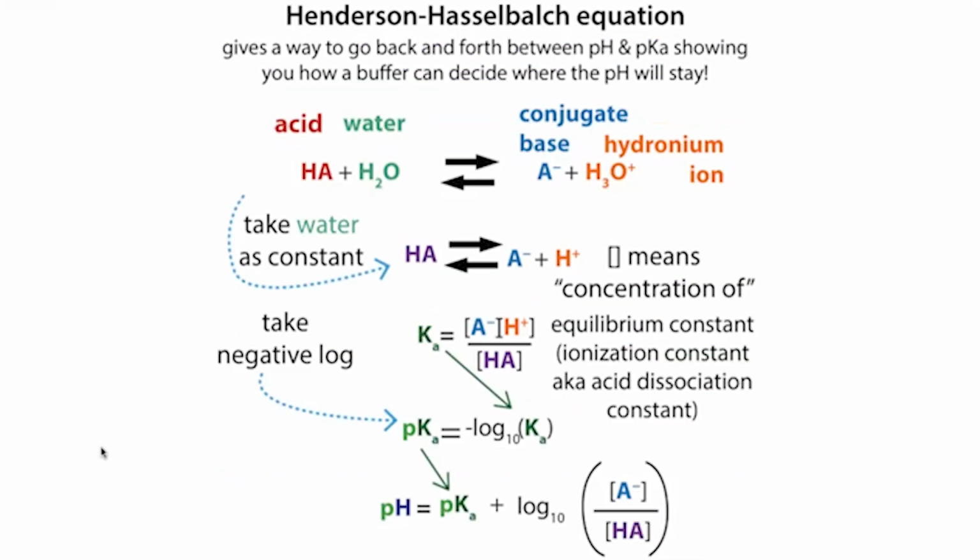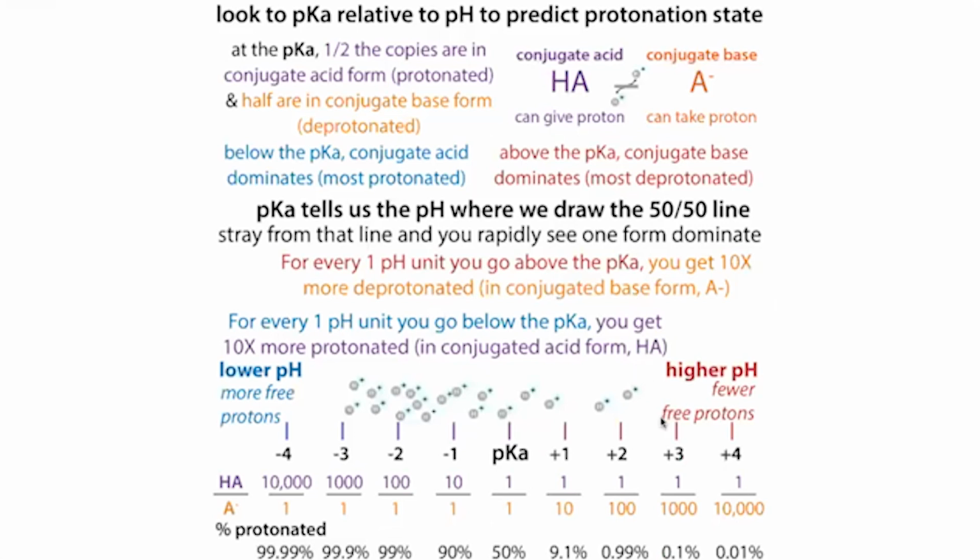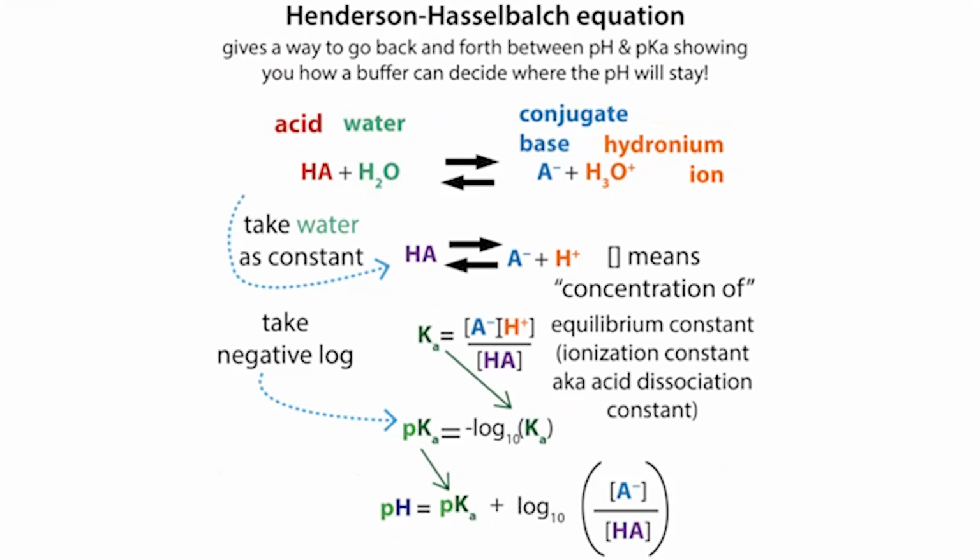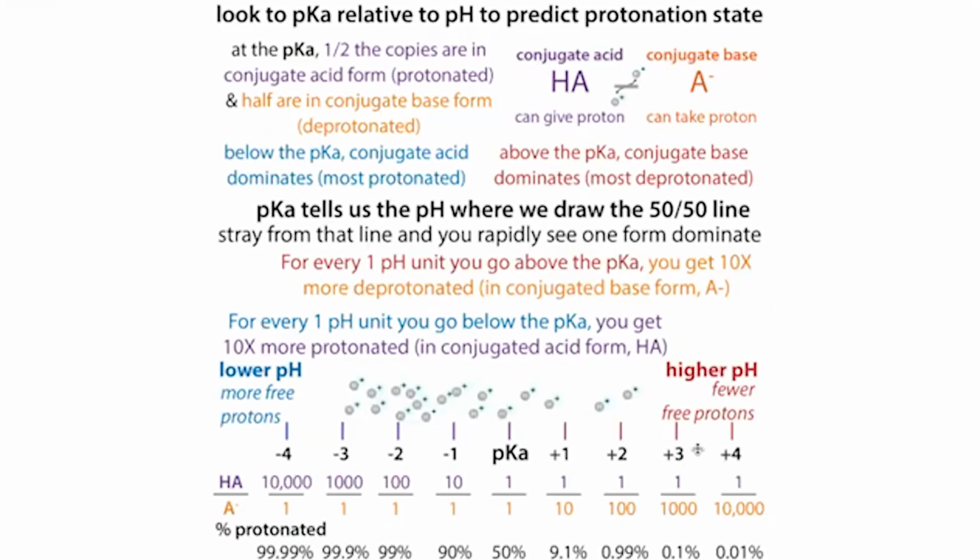In fact, if we look at the pKa relative to the pH, we see that for each increase in pH above the pKa we're going to have 10-fold less of the protonated form. And for each pH unit below the pKa, we're going to have 10 times more of the acidic form. So if we're at the pKa, we're going to have equal numbers of both. But as we move away from that pKa, we're quickly going to deplete the amount of acid or base, depending on which direction we go.